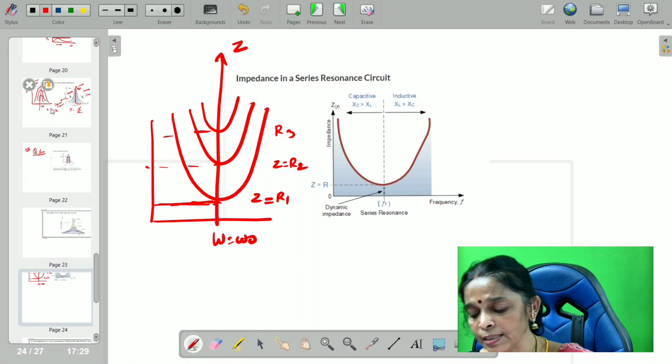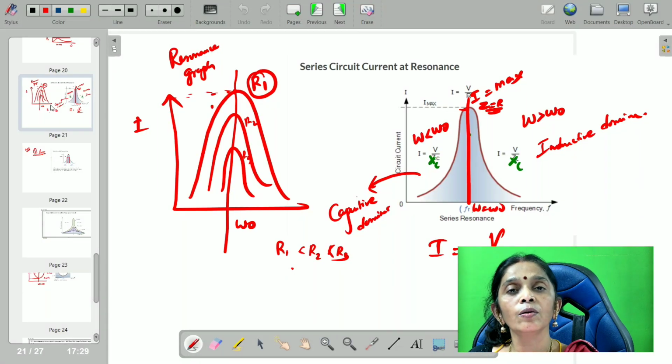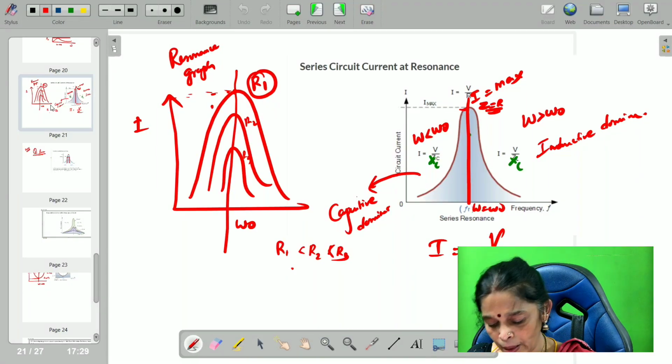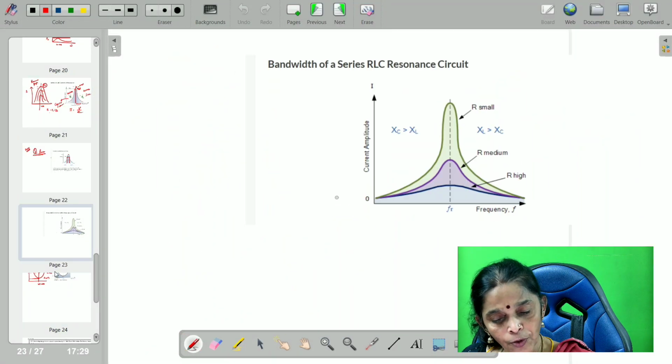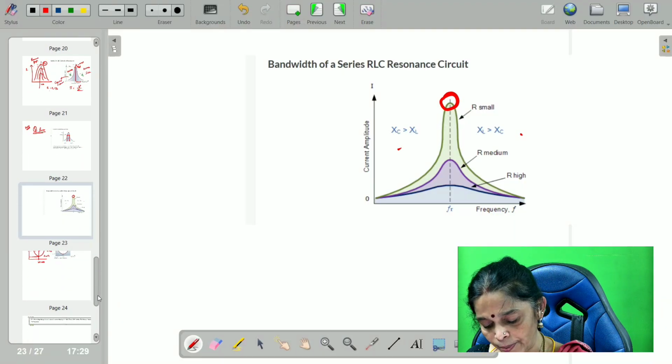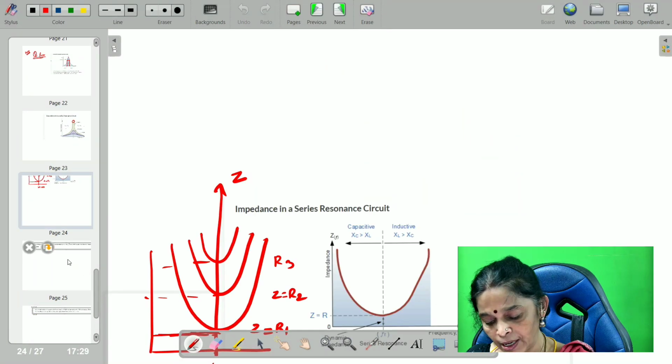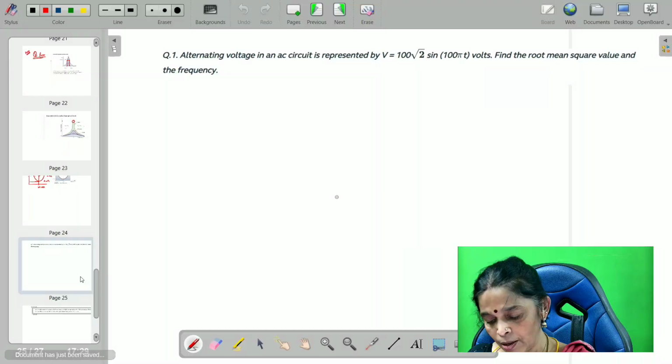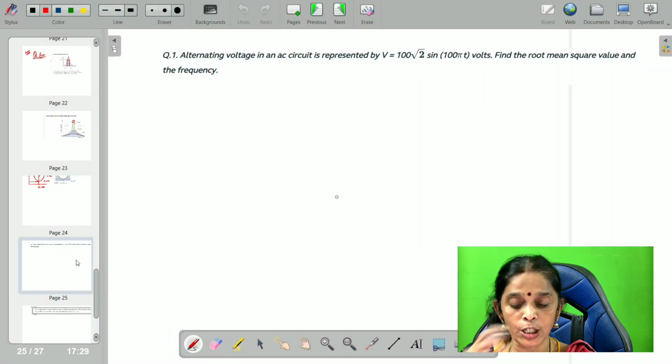Earlier, whatever you have seen is current versus omega. So hope you understand that it is the opposite. All these graphs you have to know. And bandwidth I have already told you. This is capacitive dominated, this is inductive dominated, and this is resistance dominated. And LCR series resonance I have also given. Based on that, one or two questions, so let us quickly see.